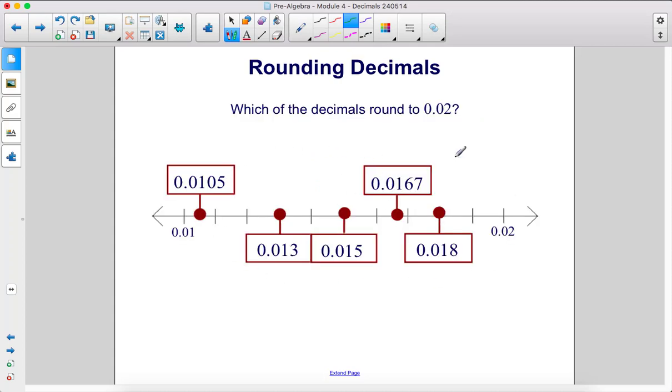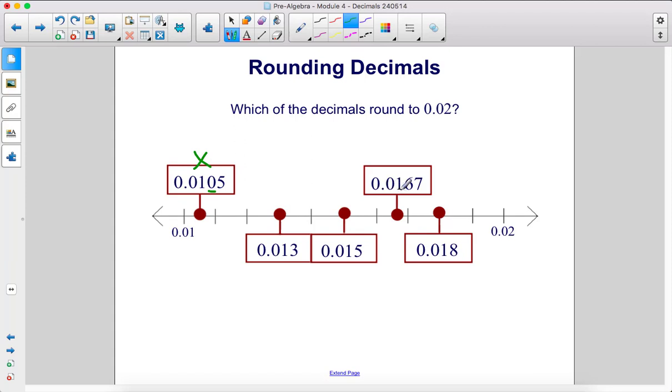Which of these decimal numbers are going to round to 0.02? All right, let's see here. So 0.01, we look at this digit. This is 4 or less, which means this remains the same. So it's not that one.